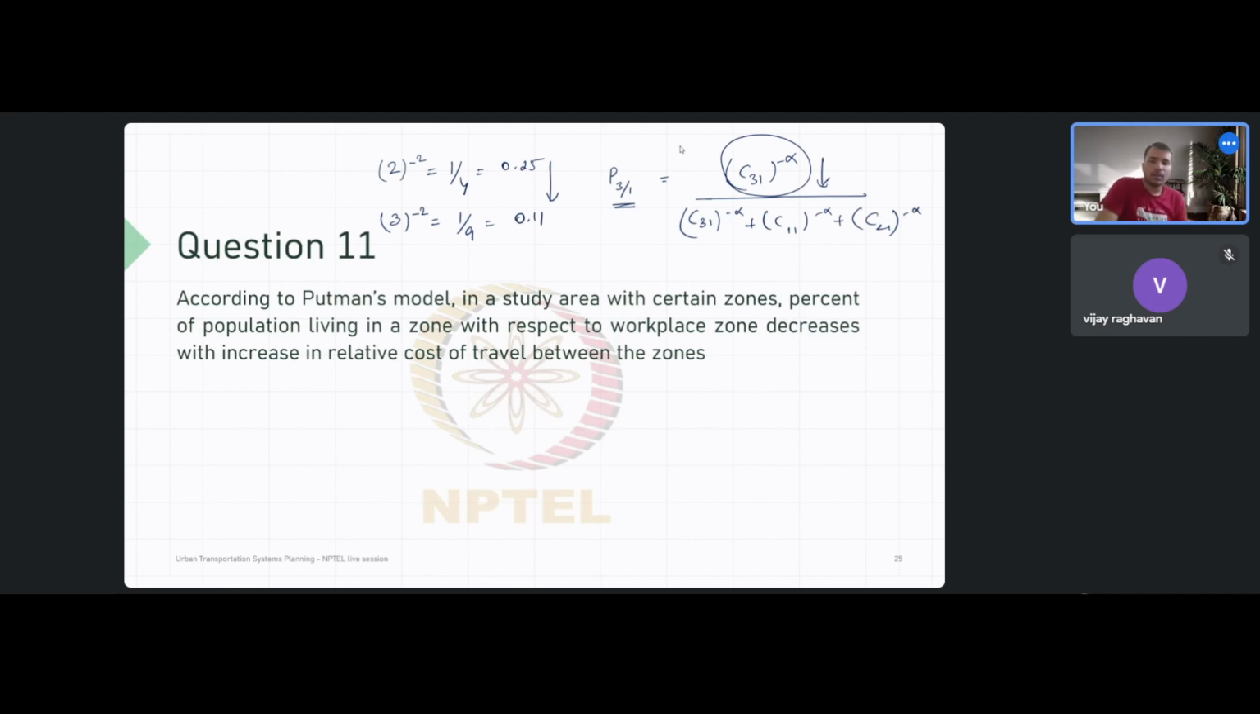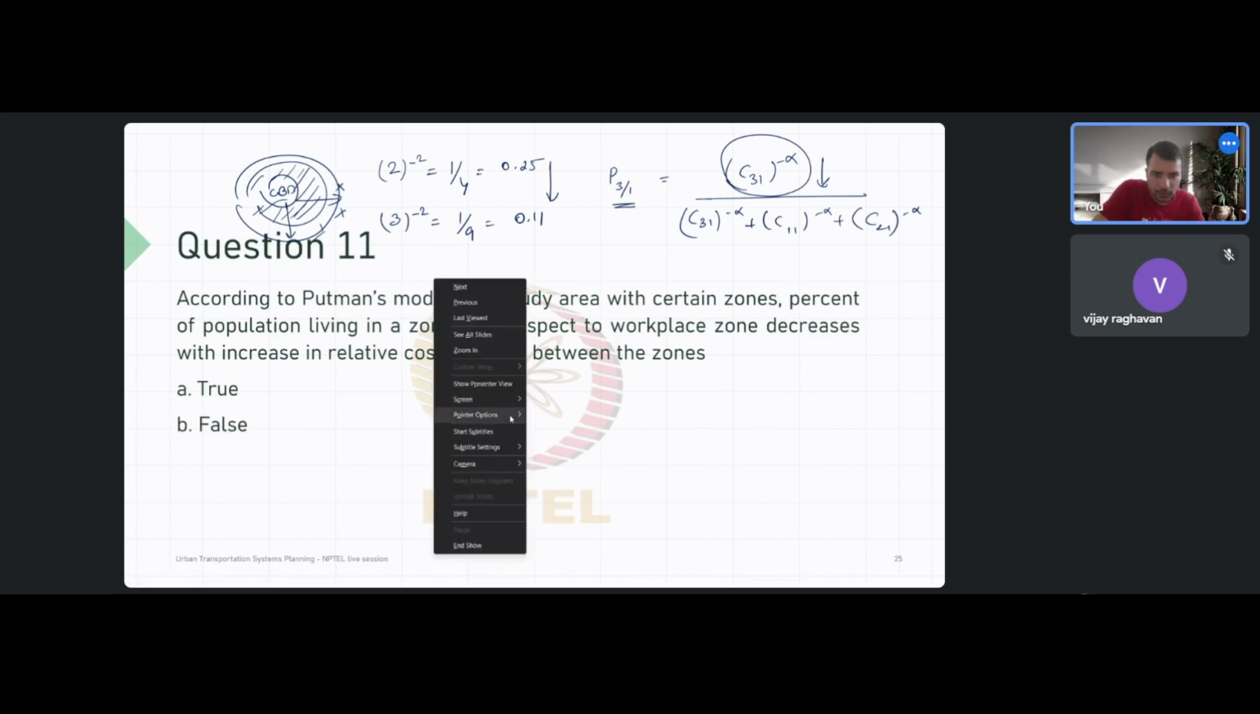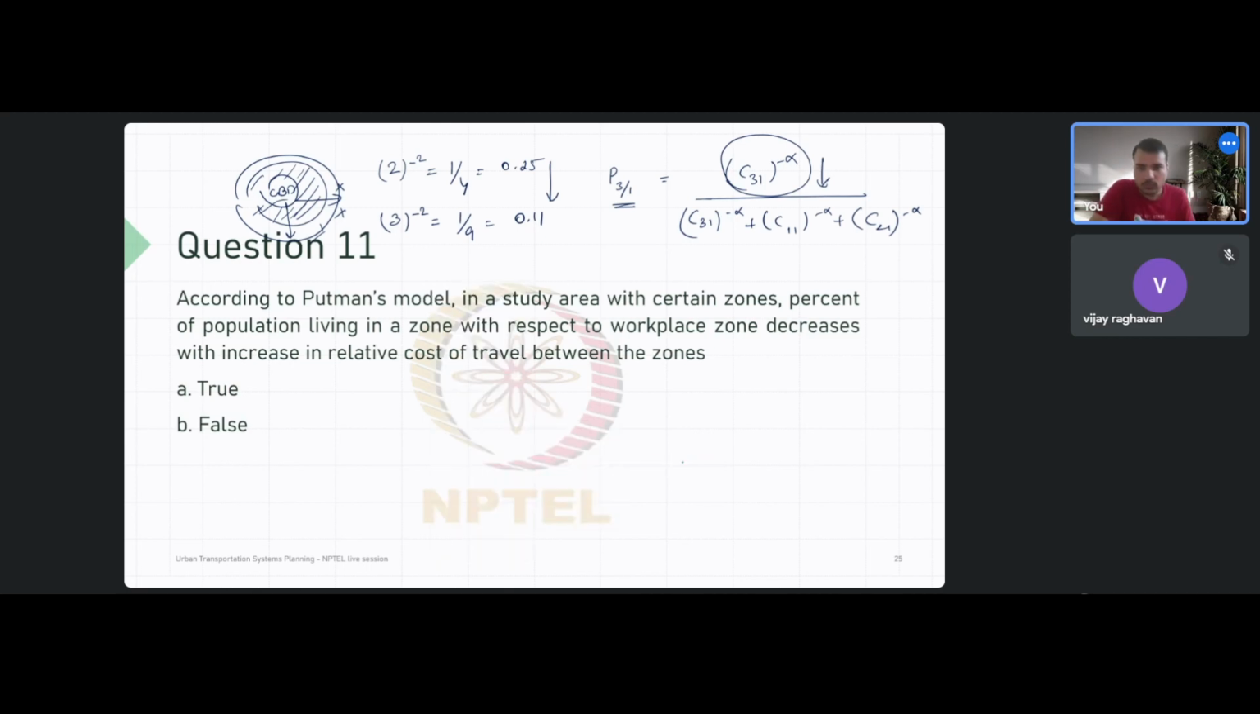It's simple, because if we have the central business district of the city, the farther we go, at the edge of the city, very few people will live. More people will be concentrated closer to the CBD. As we go further, it will start reducing, because travel time will increase. So it is true or false, and we can select true here. True is correct, because percent of people living in a zone will decrease with increase in the relative cost.